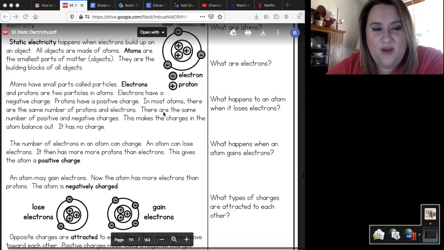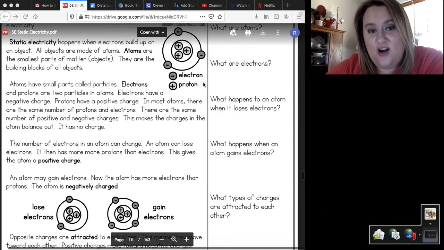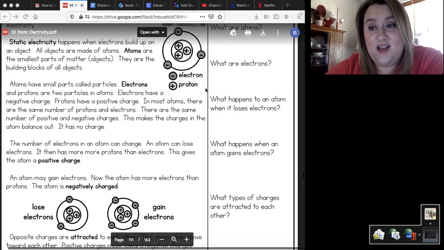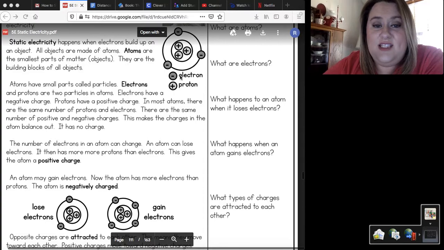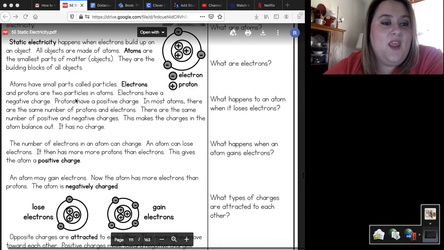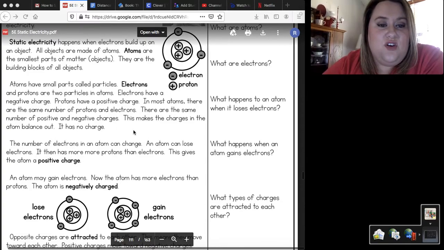So if you remember from my last video, you've got electrons and protons. Your electrons are negatively charged. Your protons are positively charged. Easy way to remember that is P for proton, P for positive. Protons are positive, electrons are negative. Electrons have a negative charge, protons have a positive charge.